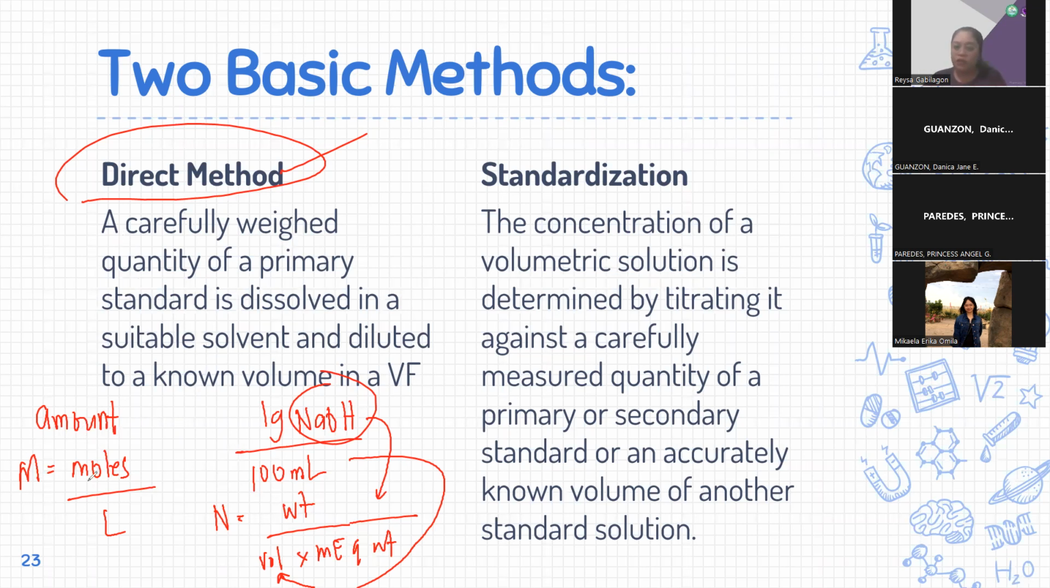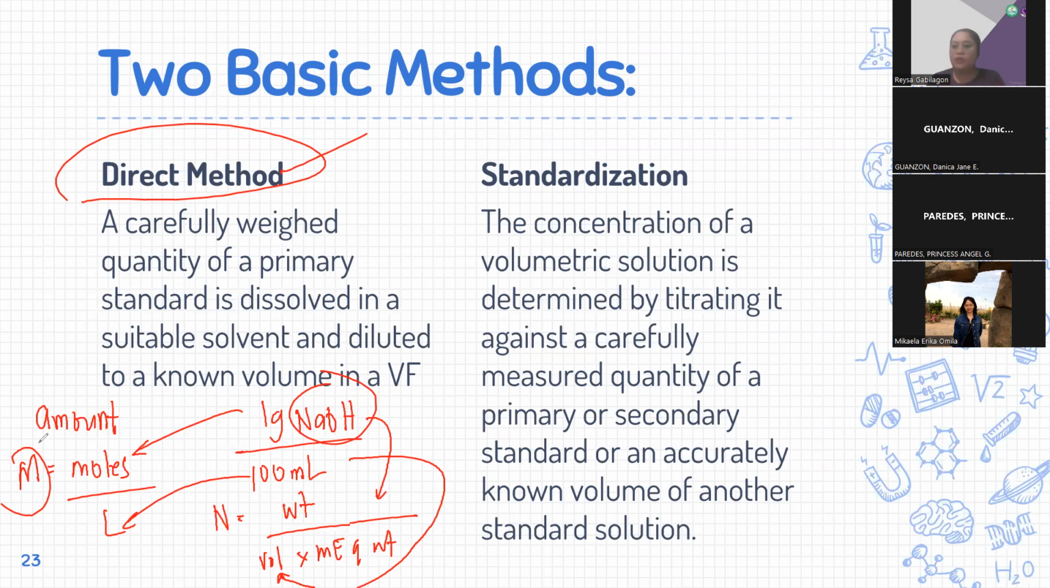That is also true for the molarity. You can always compute this one. The 1 gram or the amount in grams can be used. You just have to convert it into moles first, and then convert the volume into liters. You can also compute for the molarity. That's direct method. You just have the amount, most likely in grams, and then dissolve it in a suitable solvent.